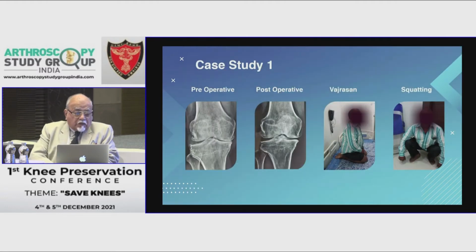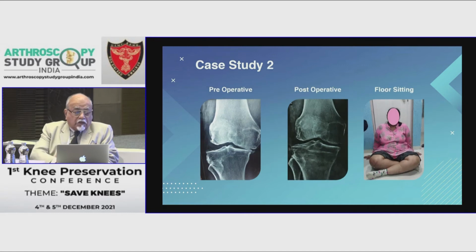Case 1, where there is grade 3 medial compartment syndrome, you can see the opening of the medial compartment. The patient is able to do Vajrasan and squatting. Case 2, preoperative X-ray suggestive of grade 3 involvement, and postoperatively you can see the medial compartment is opened up, and in spite of obesity, the patient is able to sit on the floor cross-legged, operated on the right side.